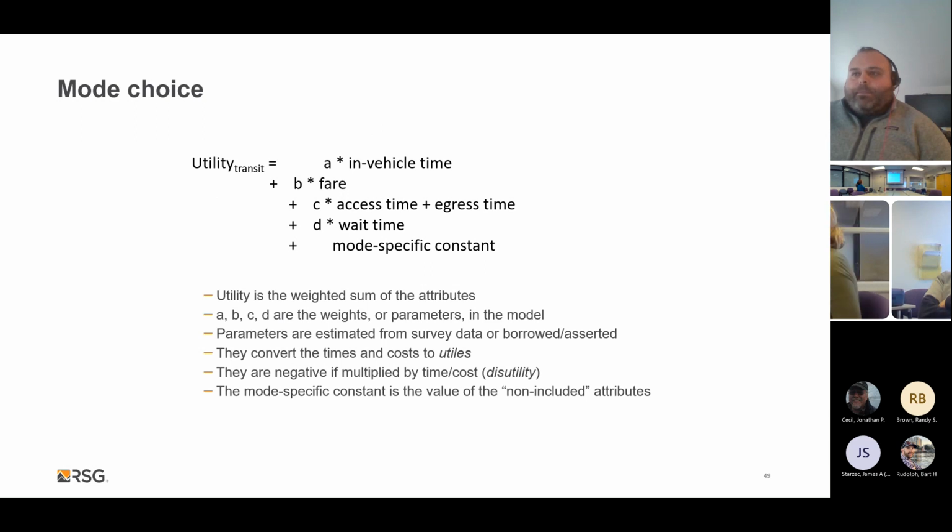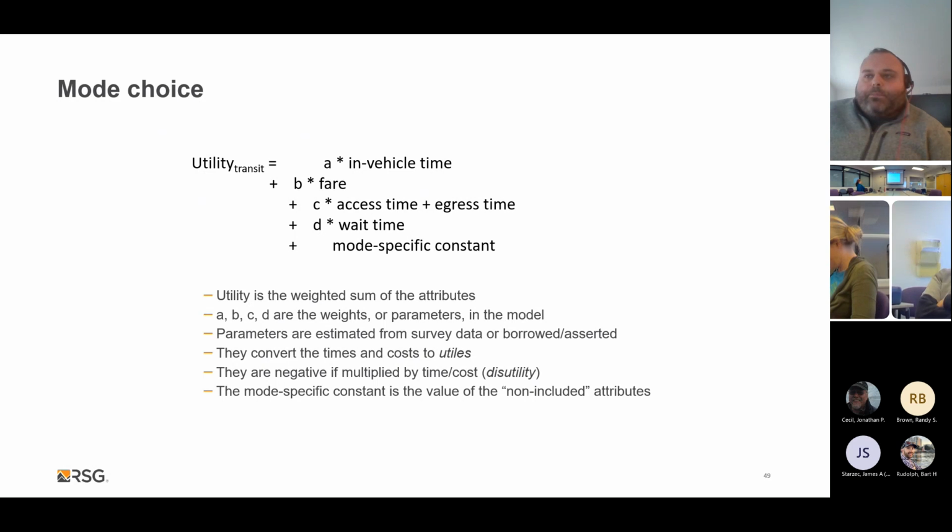So the utility is the weighted sum of the attributes. Parameters are estimated from survey data or borrowed or asserted from other regions. They convert the times and costs into utiles, which is just a standard measure of calculating utility. So it's not really a unit of measure essentially.